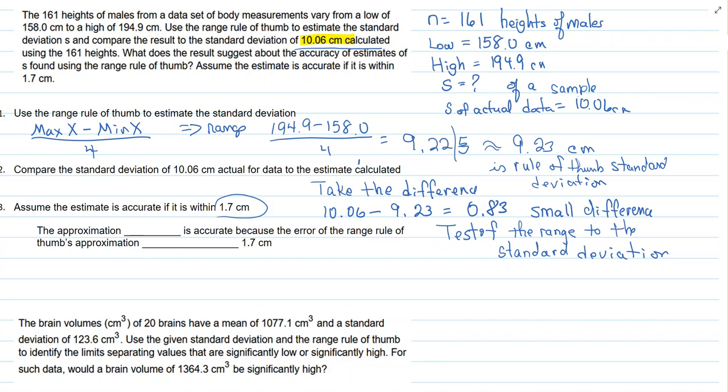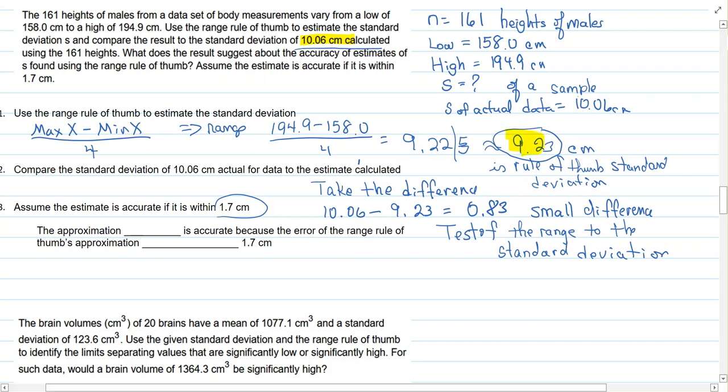All right. So here we had this problem, and the problem was 161 heights of males was our sample. And they gave us the low value, 158 centimeters, and the highest value, 194 and 9/10 centimeters. But they wanted the standard deviation. Now, we didn't have the data, so they wanted us to use the rule of thumb. And that was the max x minus the min x divided by 4. So I have 194 and 9/10, subtract 158 for the numerator divided by 4. And we got this value.